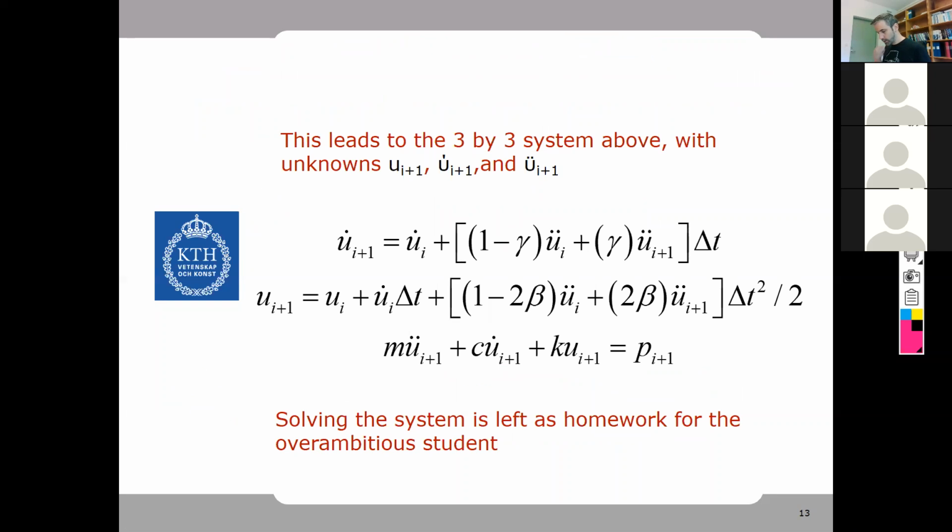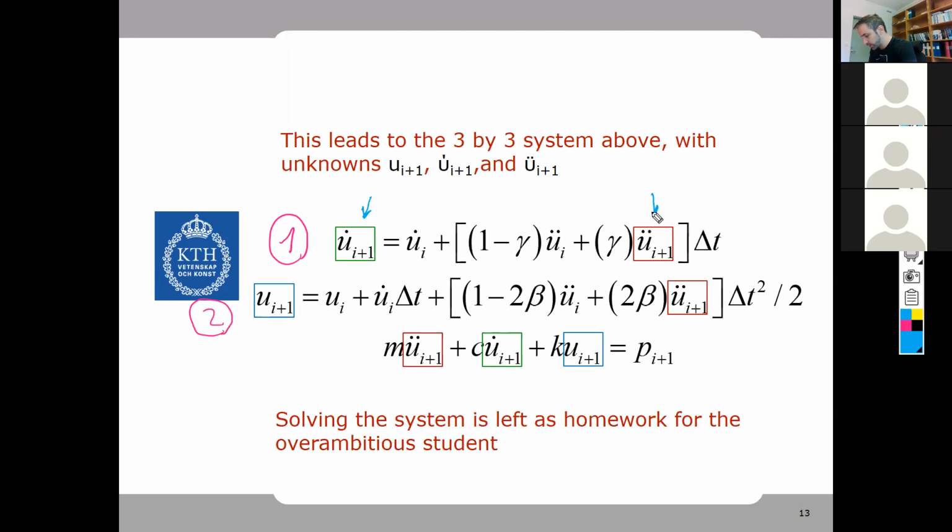All right. Here we have again equation number 1, and here we have equation number 2. But we have 3 unknowns. The future speed that we want to calculate is an unknown. The future acceleration that we want to calculate is an unknown. And we also have the future displacement that we want to calculate. That is another unknown.